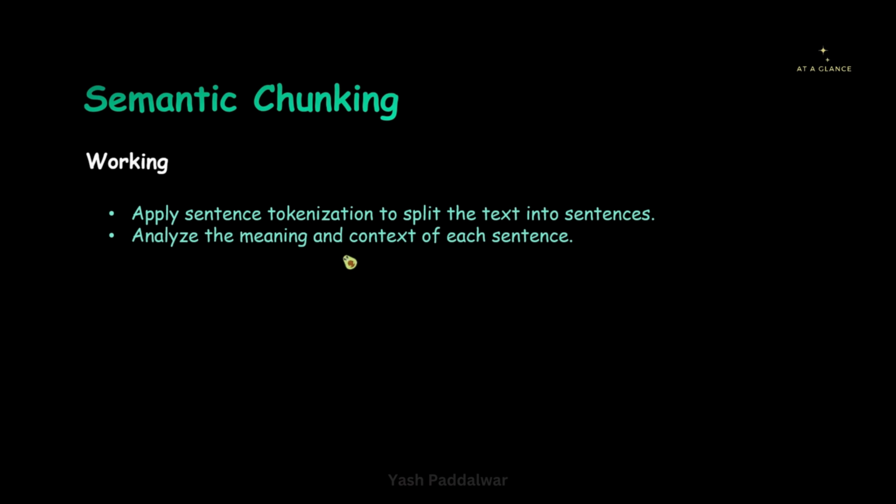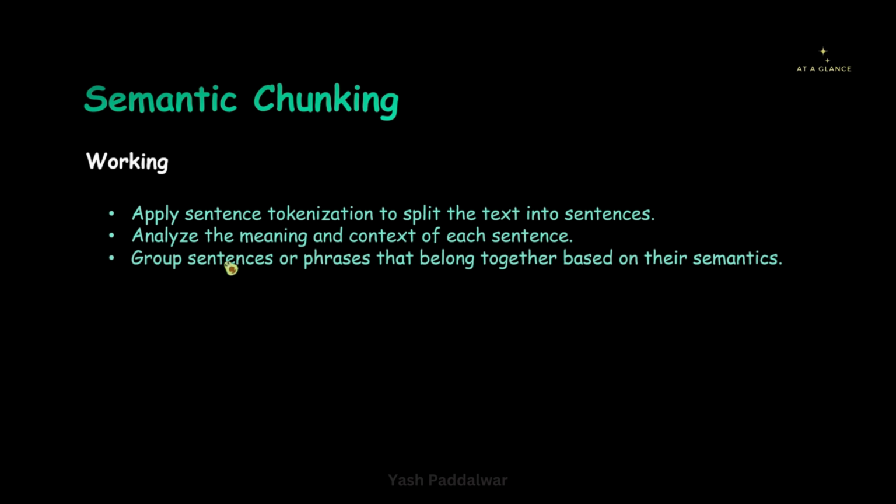Now, once we analyze the meaning and context of each sentence, we can simply group the sentences or phrases that belong together based on their semantics. So let's say we have three sentences. We create embeddings of all the three sentences individually. Then what we'll do, we'll simply analyze the meaning and context.